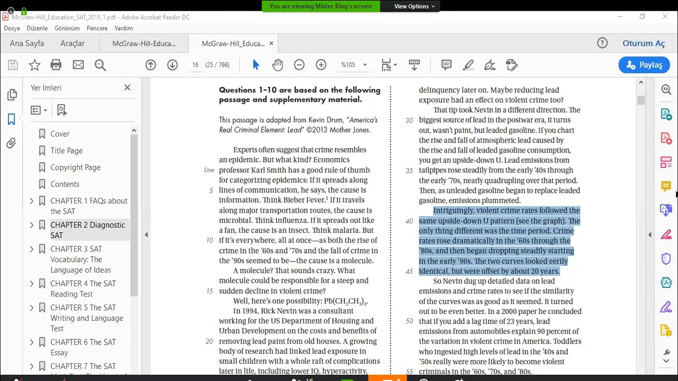The only thing different was the time period. Crime rates rose dramatically in the 16th through the 18th, and then began dropping steadily starting in the early 19th. The two curves looked eerily identical, but were offset by about 20 years. Offset by about 20 years.